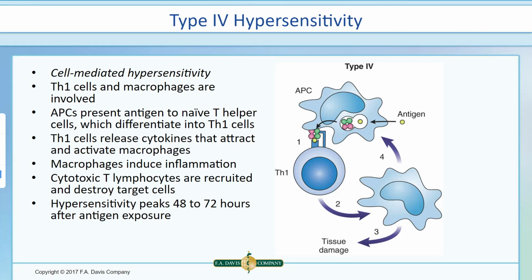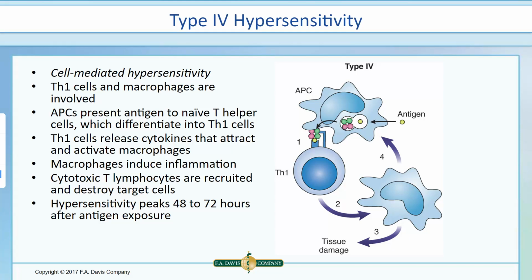So we have type 4 hypersensitivity. Type 4 is also known as cell-mediated hypersensitivity or delayed type hypersensitivity. They involve helper T cells, or Th1 in particular, and macrophages.